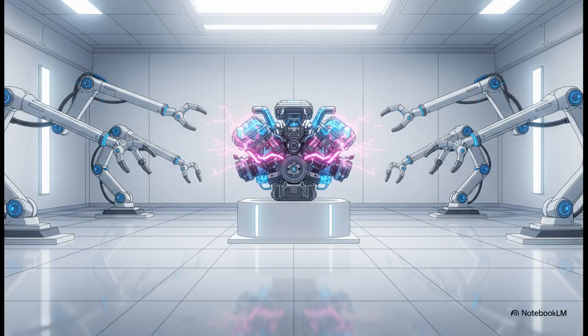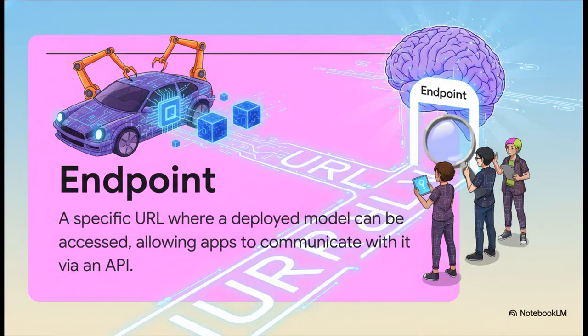Think about it. A brilliant language model just sitting there on a server. It's kind of like having a Formula One engine without the car. It has all this incredible power, but it can't go anywhere or do anything useful on its own. It needs a chassis, it needs wheels, it needs a driver. It has to be integrated into an application. So, how do we build that car?